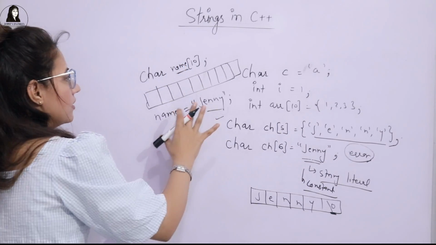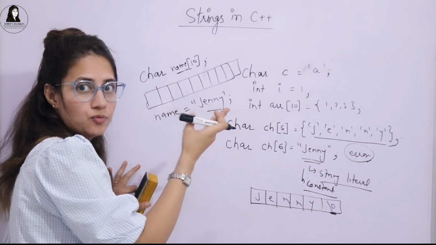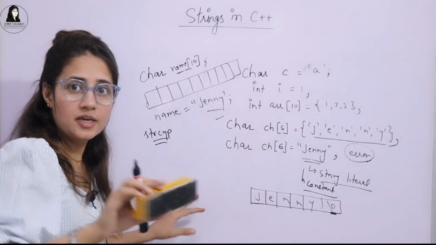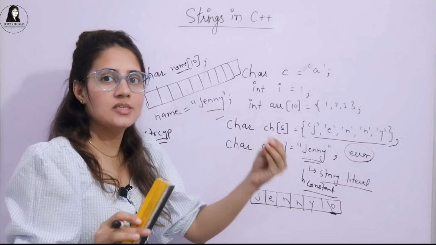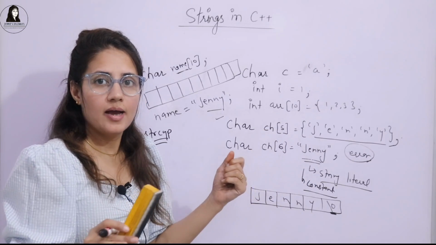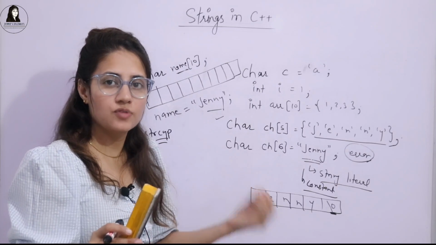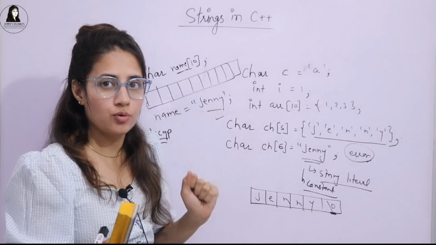But what we can use in C, if you want to copy this Jenny to this name, is a function, string copy, strcpy. There are many functions: string copy, string compare, to find out string length we have strlen, and for concatenation we also have some function. These functions we'll see with the help of a program.